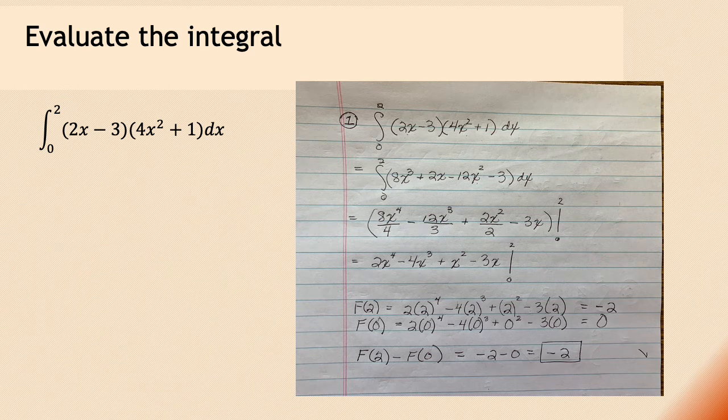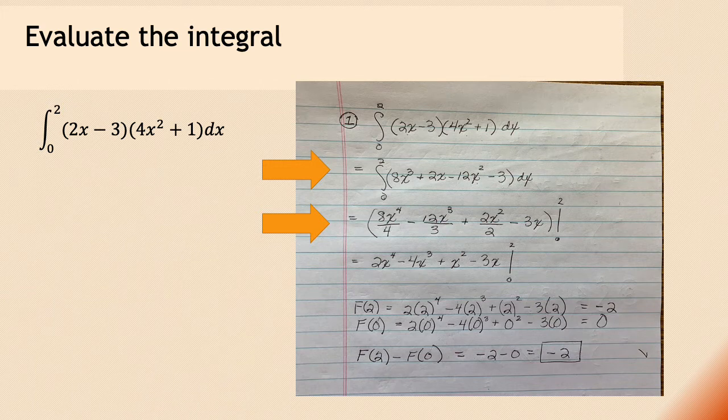We're going to multiply those two binomials together, and that will give us 8x cubed plus 2x minus 12x squared minus 3. And now we can find the antiderivative. That's the first step. We're going to find the antiderivative, and then evaluate that antiderivative between the boundaries given, between 0 and 2. And for this, we can use any antiderivative, which means our arbitrary constant, we can simply set it to 0.